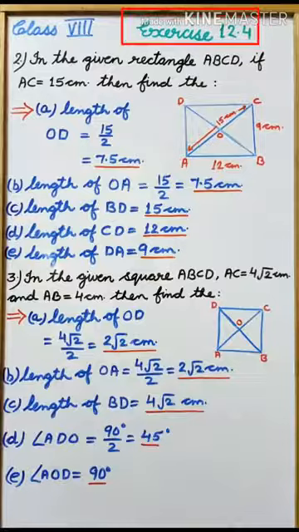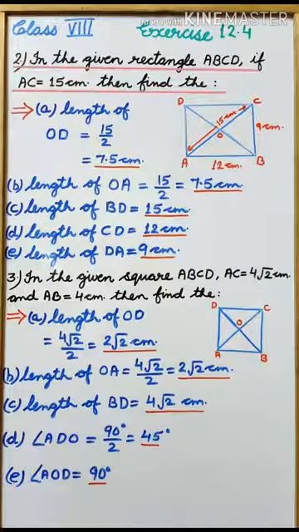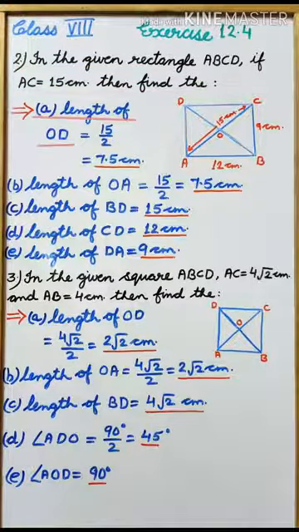In exercise 12.4, question 2 is, in the given rectangle ABCD, if AC is 15 centimeter, then find the (a) length of OD. In a rectangle, diagonals are equal and bisect each other. So here in rectangle ABCD, diagonal AC is equal to BD, meaning the measurement of both is 15 centimeter. And OD is half of 15 centimeter. So length of OD is 15 divided by 2, 7.5 centimeter.